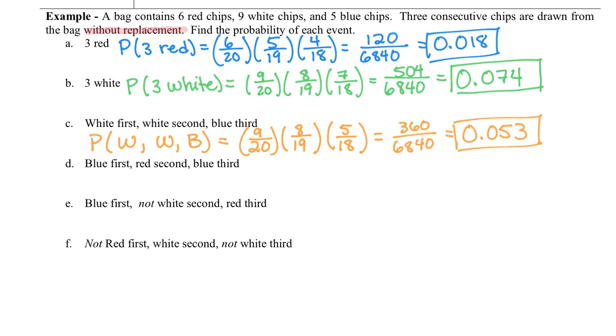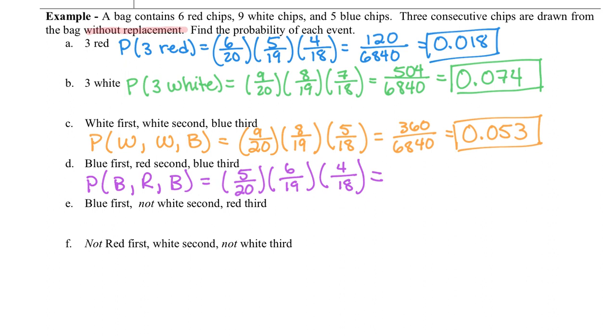So this will give us about a 5% probability. Question D, I'd like you to try on your own. What's the probability of pulling a blue, then a red, then another blue chip? If you did this correctly, you should have ended up with 5 out of 20, then 6 out of 19, and then 4 out of 18, which gives you a probability of 0.018 or just a little less than 2%.